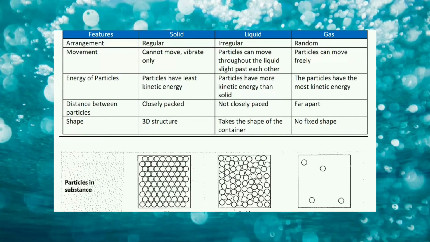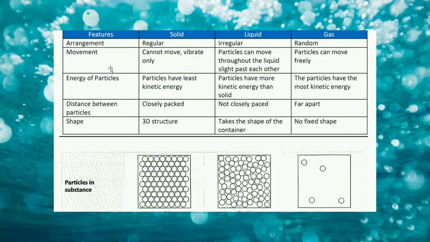Now we can compare these three states easily. In solid states, the arrangement of the particles is regular, in liquid states it is irregular, and in gas it is random. And what about the movements? In solid states, particles cannot move, they can only vibrate. In liquids, particles can move throughout the liquid, and they can slide over each other. What about the gas? Particles can move freely.